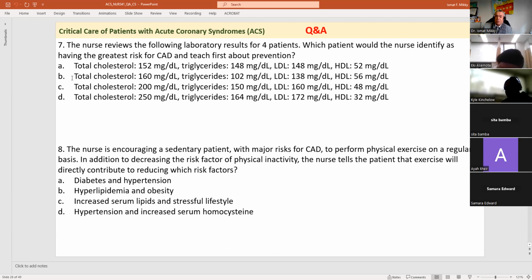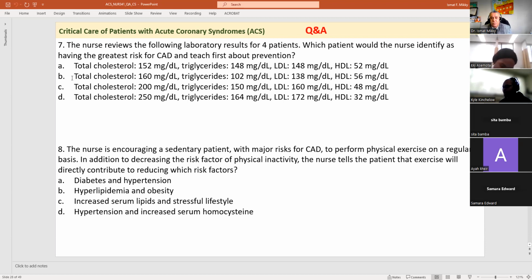Right. So 250 cholesterol, triglyceride 164, LDL 172, and then the HDL is 32, very low HDL. And all the other numbers are also pretty high, but the one that is striking, that contributes most, is the low HDL. All right, and number 8.